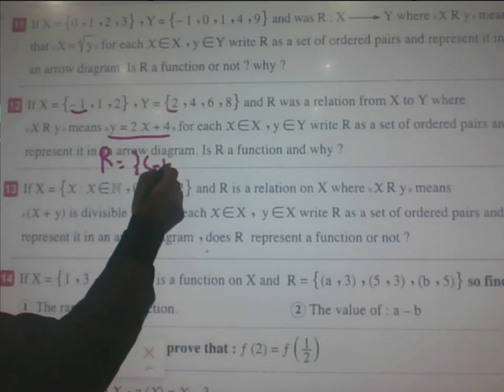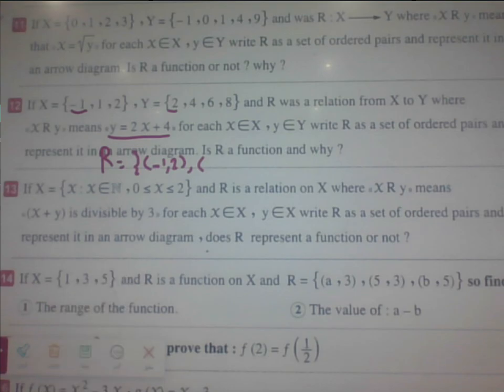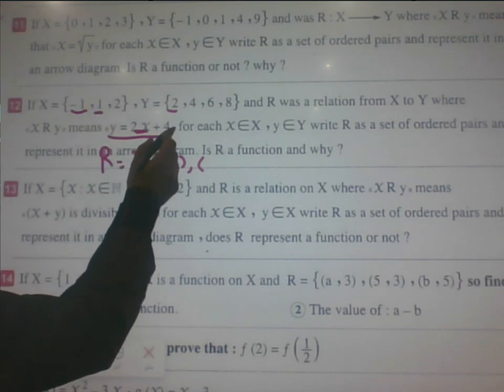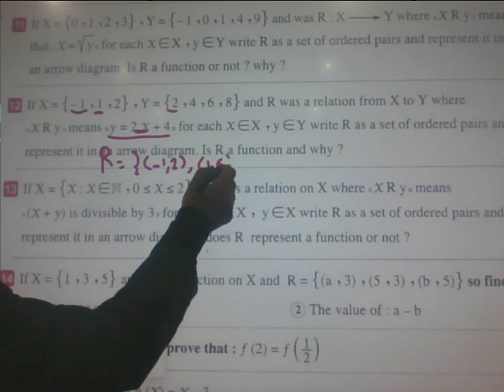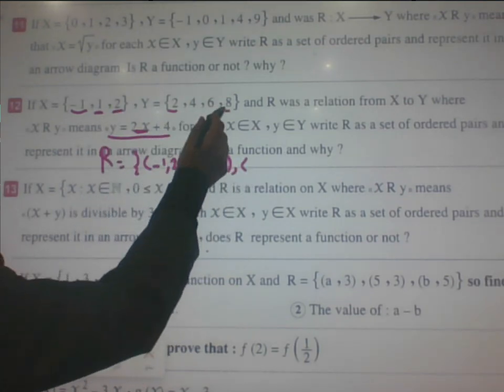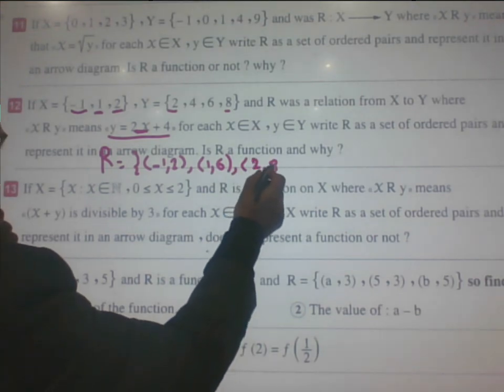First, we write negative 1, and the image will be 2. And put x equal 1. 2 times 1 is 2. 2 plus 4 is 6. Then we have 1 and 6. And then put x equal to 2, 2 times 2 is 4. 4 plus 4 equals 8. Then the image of 2 will be 8.